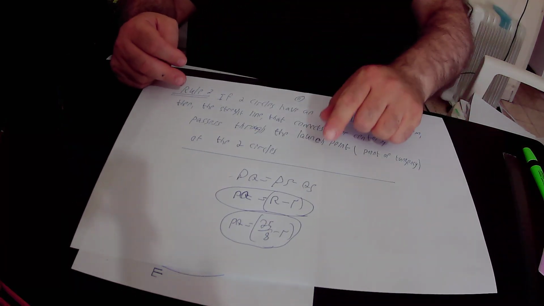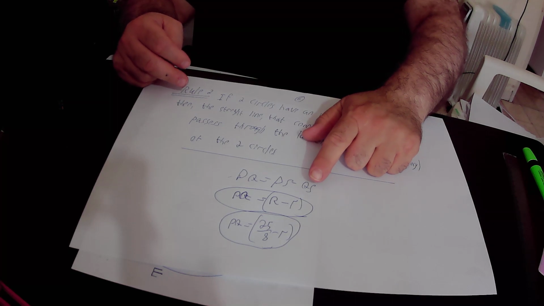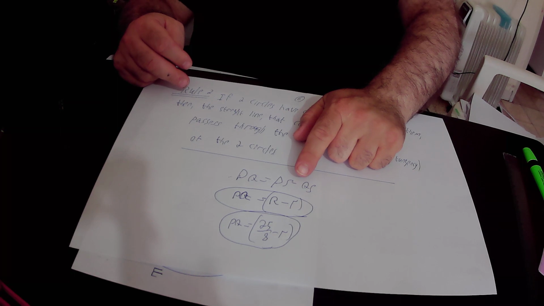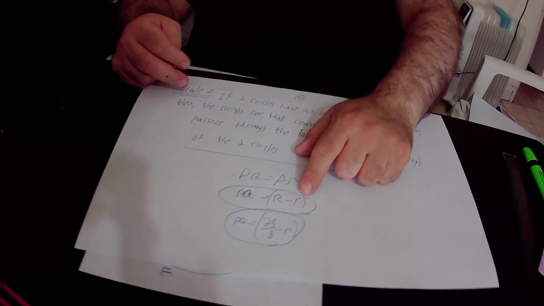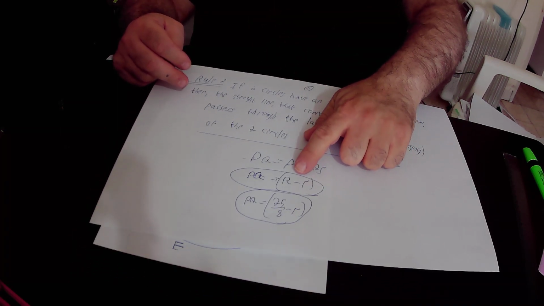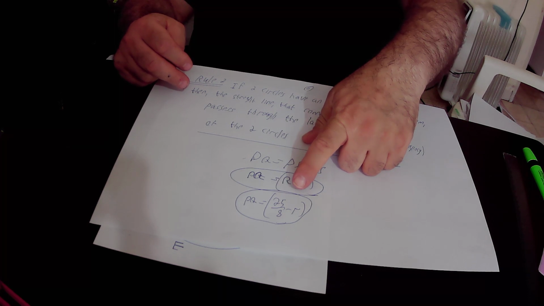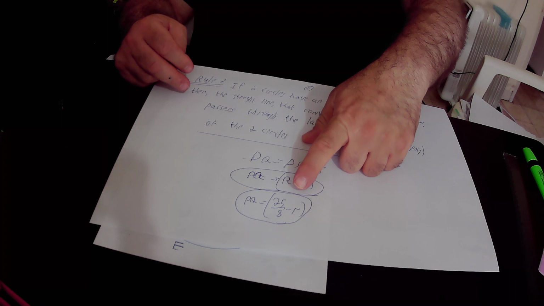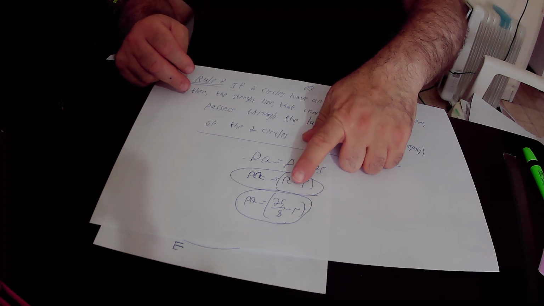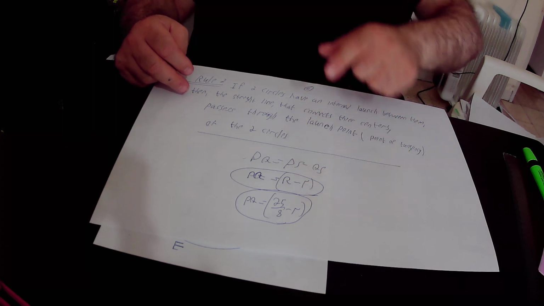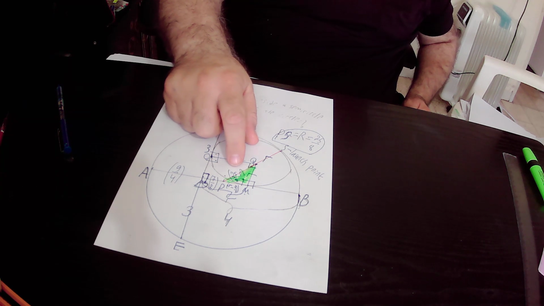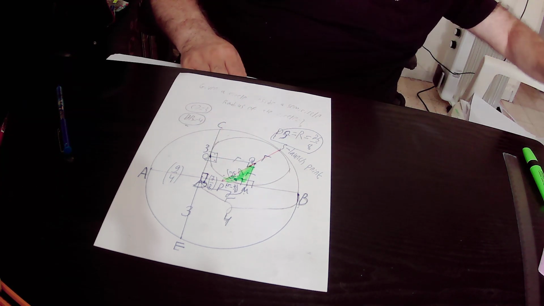So in conclusion, we found out that PQ equals capital R minus small r. But capital R equals 25 over 8, so we can substitute capital R by 25 over 8. We did it and we got that PQ equals 25 over 8 minus small r. Okay?